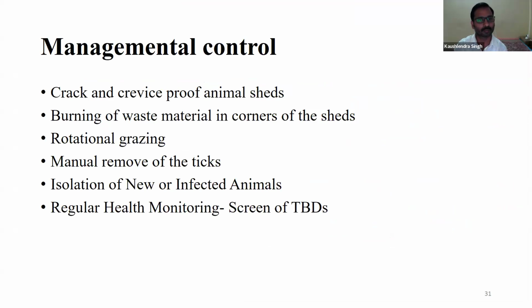Managemental control: the animal sheds should be crack and crevice proof, and burning of waste material should be done in the corners of the shed. Rotational grazing should be done, and manual removal of the ticks and isolation of new or infected animals should be done, and regular health monitoring by screening for tick-borne diseases should be done.